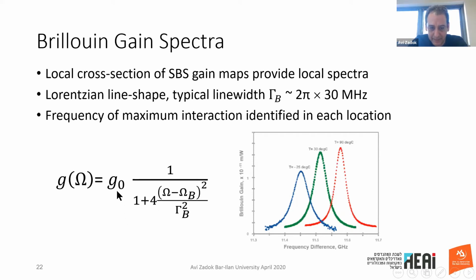So it has a peak gain G0. That peak gain is achieved when omega matches omega Brillouin. This is when the denominator here is minimal.